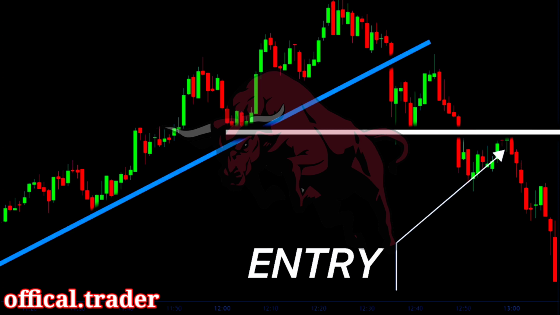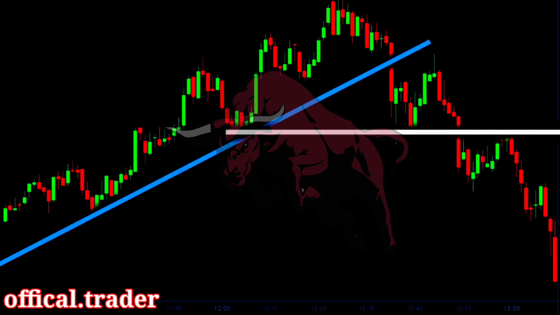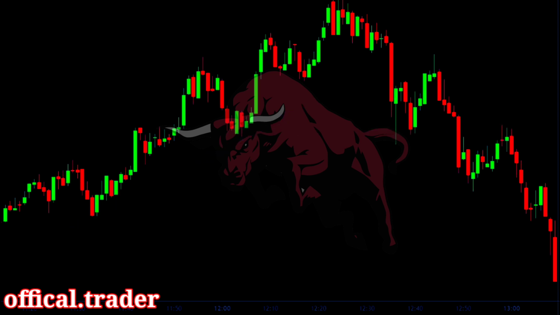So we enter here and we can keep our stop loss above the support level. We can place our targets at 1:1.5 risk-reward ratio. As you can see, we made profits on this trade. That brings us to the end of this video.